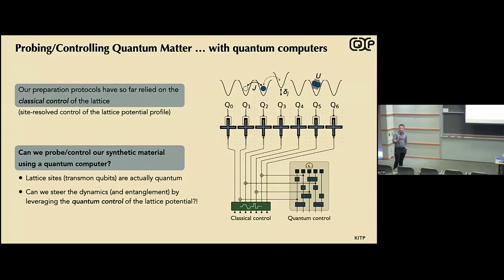Yes, in the end, of course, you still have quantum objects, you still have quantum particles, but can you actually have quantum control over the lattice configuration in a way that would allow us to steer the dynamics and maybe the entanglement differently than we would normally be able to if we just had classical control over our lattice? So this might sound vague, so let me try to focus the story here.